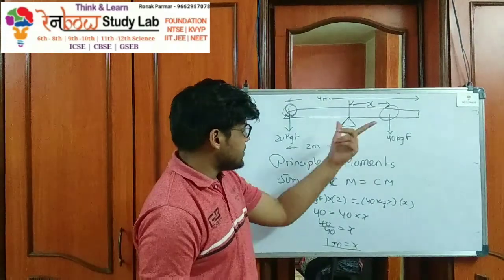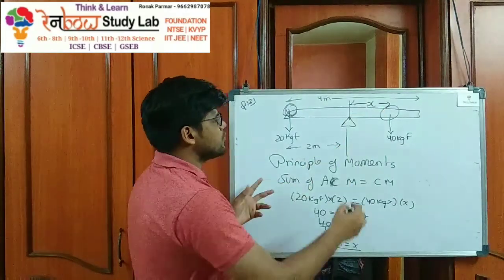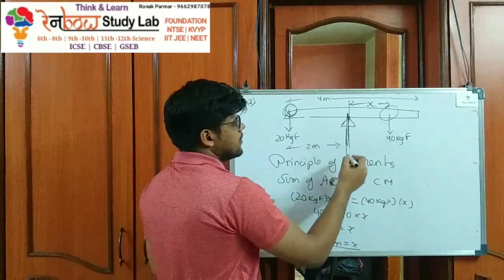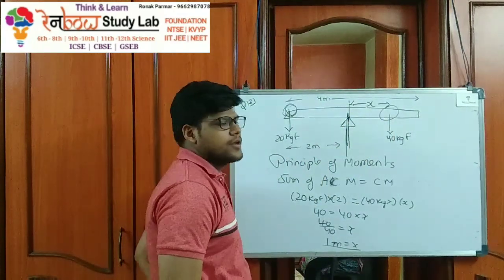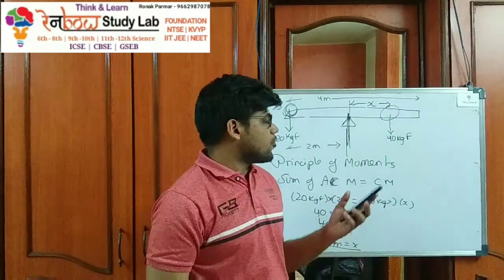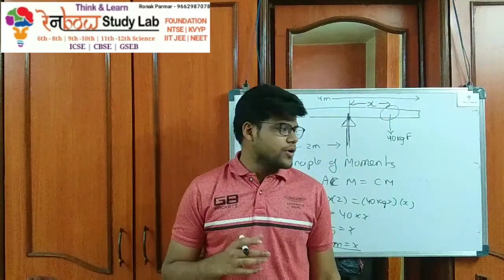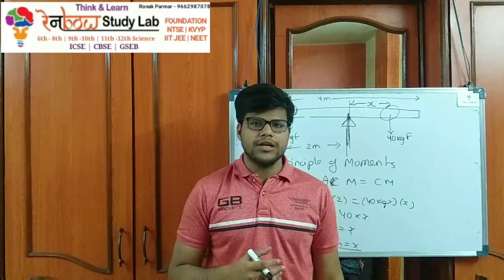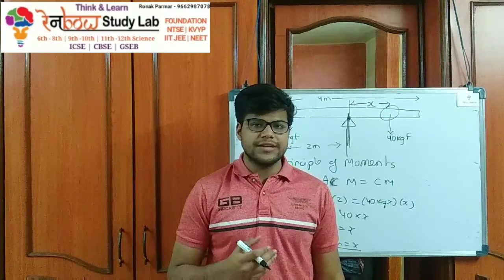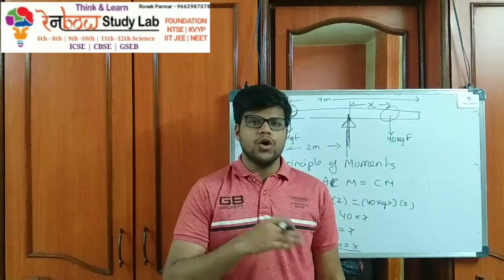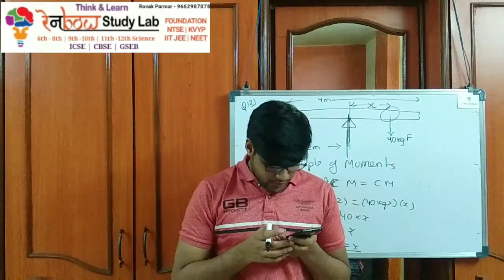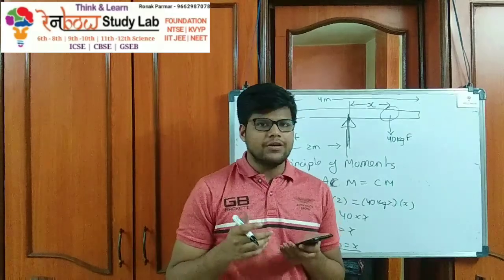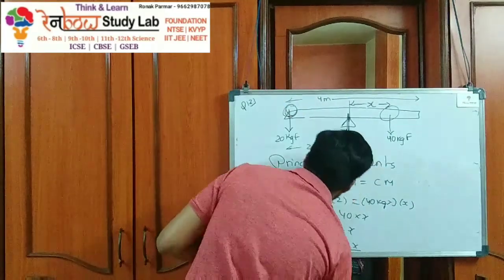That means the distance is 1 meter. This was your center point. So 1 meter on the other hand. Check your answer. So a person having weight of 40 kgf should sit at a distance of 1 meter on the other hand. Okay. So this is question number 12. I will move to 13th question.